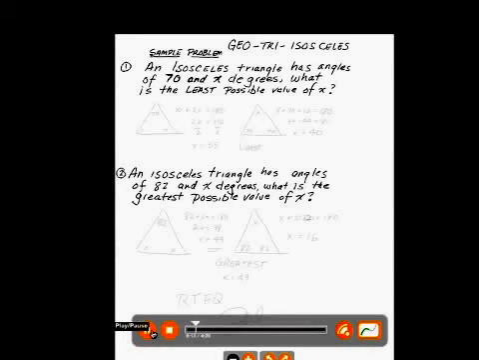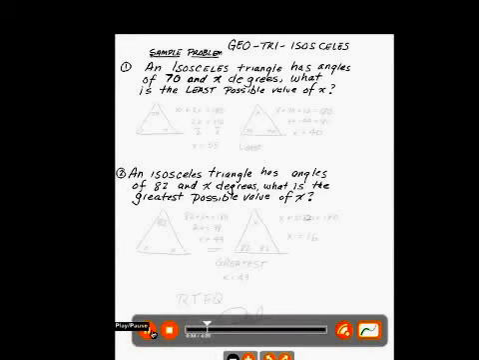other standardized test that involves math with geometry. The first problem reads, an isosceles triangle has angles of 70 and x degrees. What is the least possible value of x? They're telling you the measurement of two angles. And since a triangle has three angles, what is the third angle?